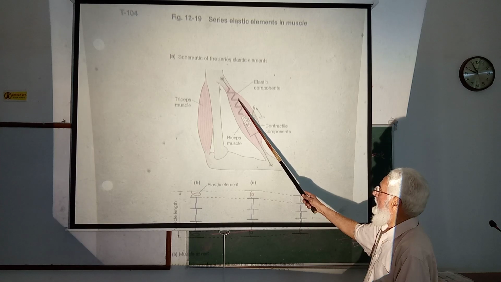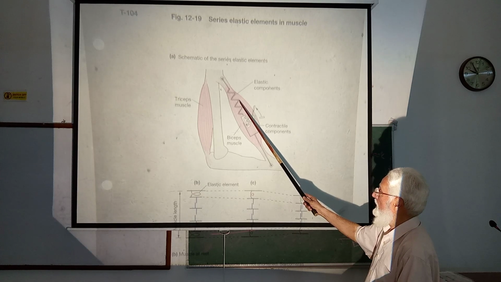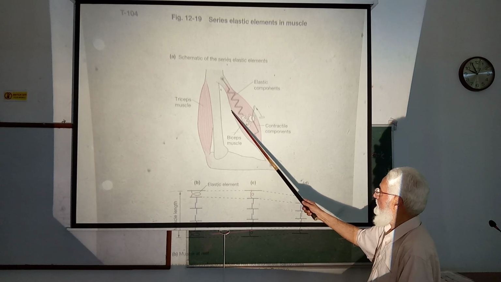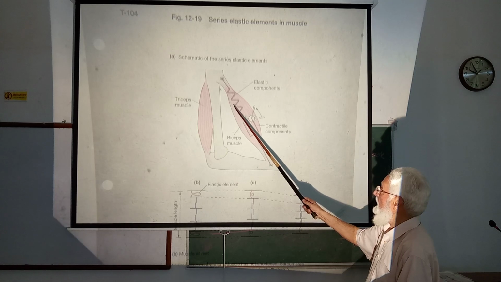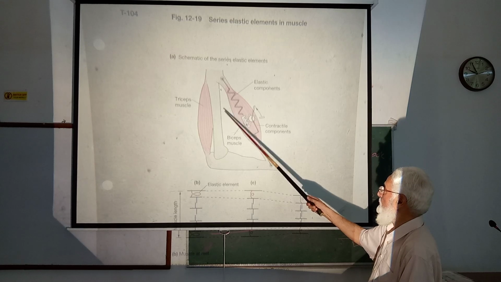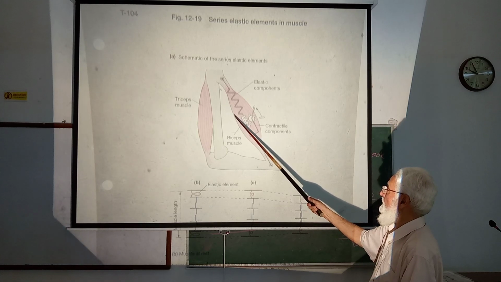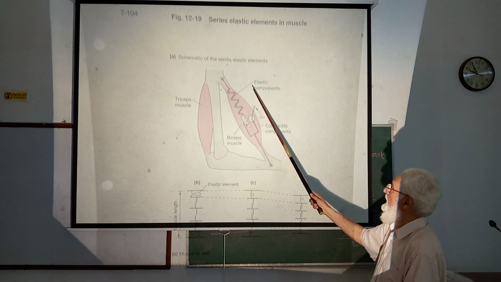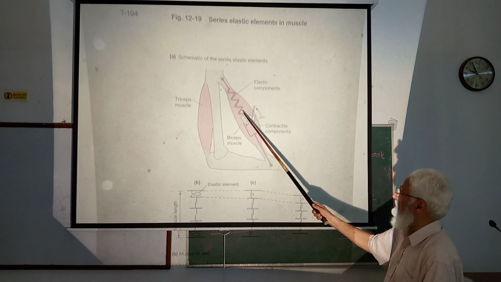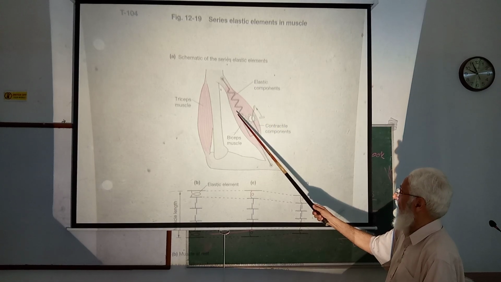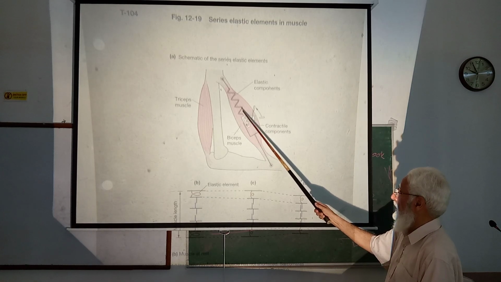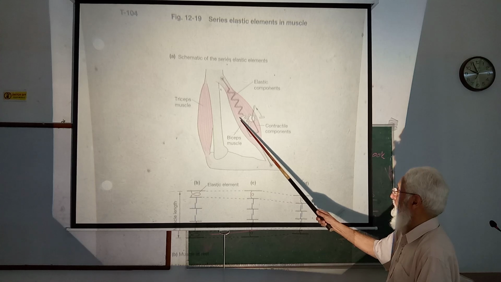The elastic component consists of the tendons, the sarcolemmal ends of the muscle fibers attached with the tendons, and also the hinged cross bridges, or you say the arms of the cross bridges, right?